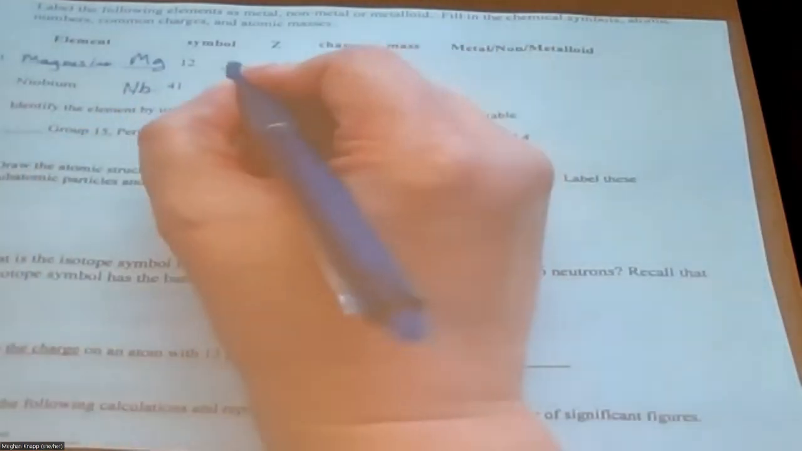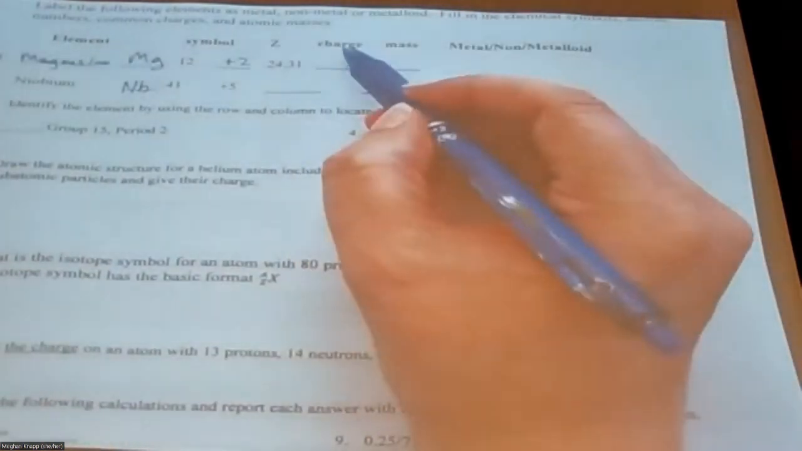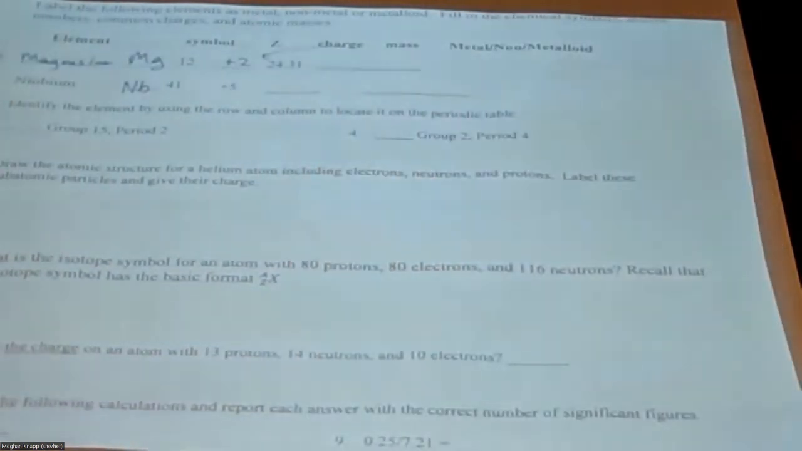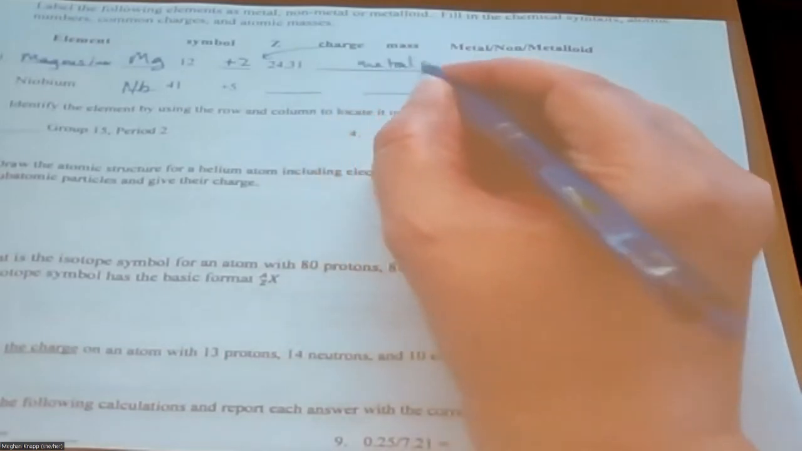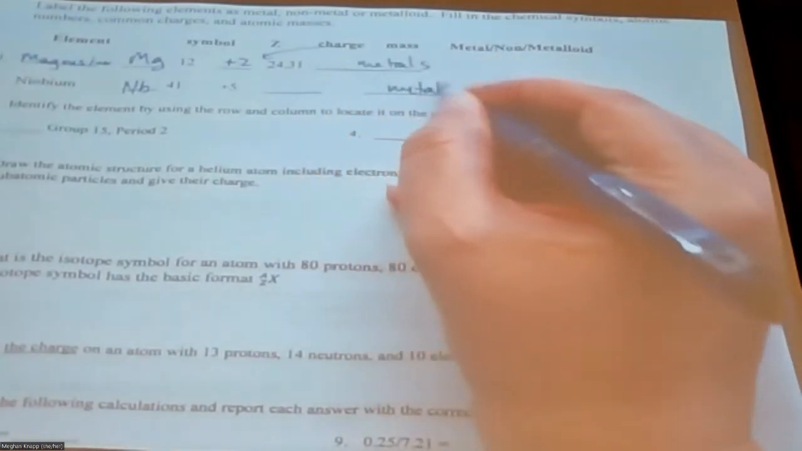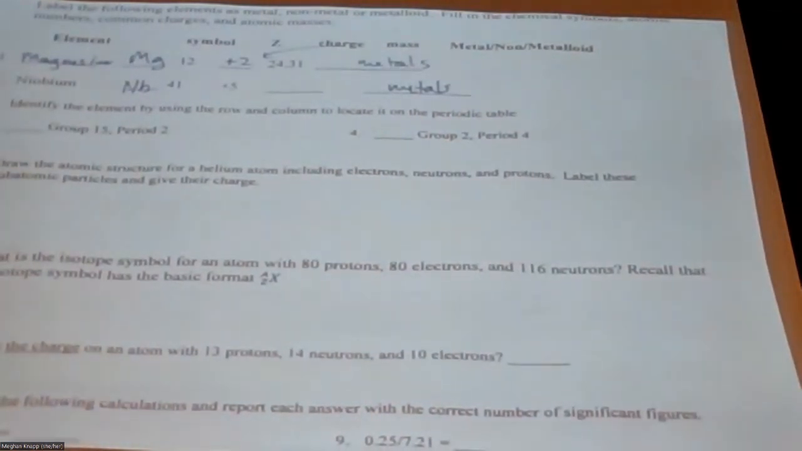Niobium, magnesium in group 2 is a +2. So for the charge, you're going to look at what column it's in. And then for the mass, I think most people got that one. I don't remember what it is off the top of my head. And both of these are metals. They are metals. You know this because they are to the left of our diagonal line.